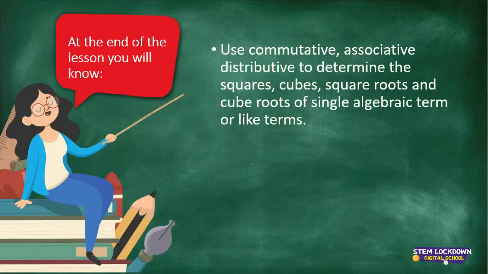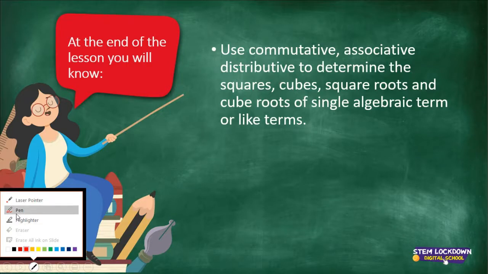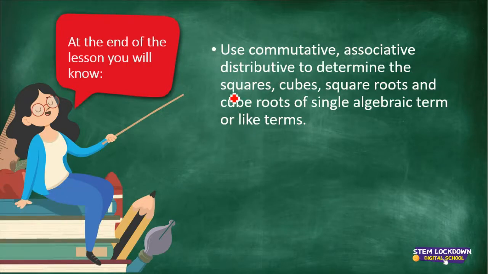For today's lesson, we're looking at using commutative, associative, and distributive laws to determine squares, cubes, square roots, cube roots of single algebraic terms or like terms, right? So basically, long story short, we're looking at squares, cubes, square roots, and cube roots.